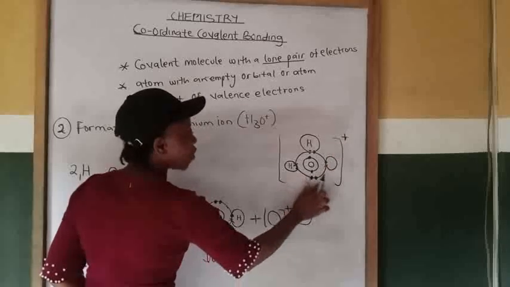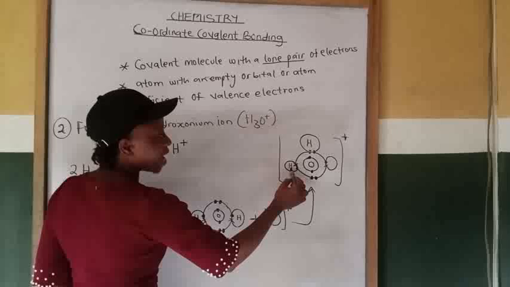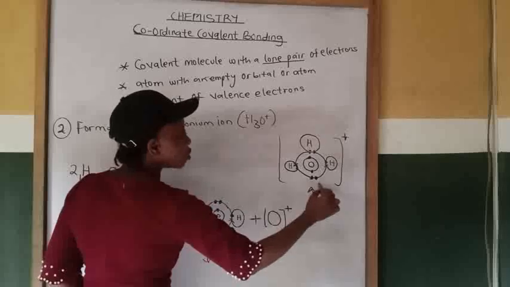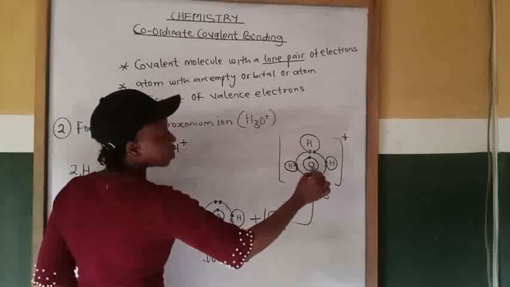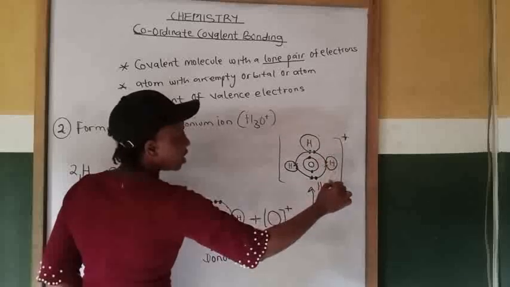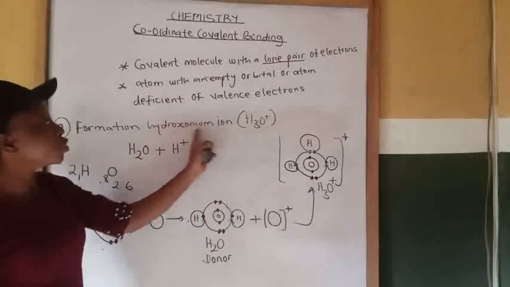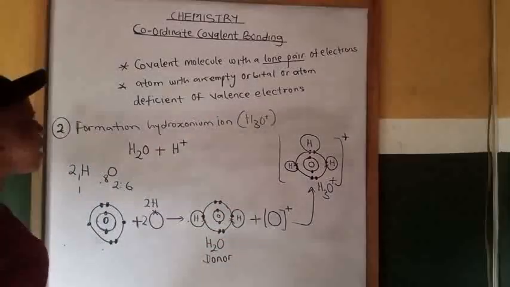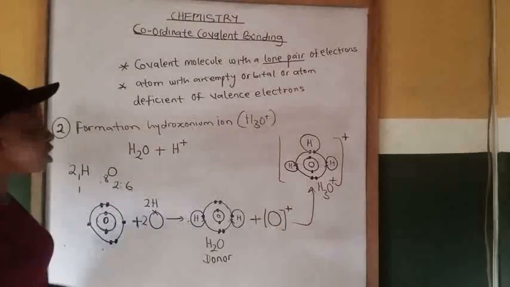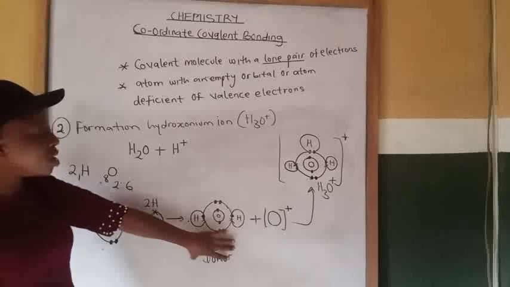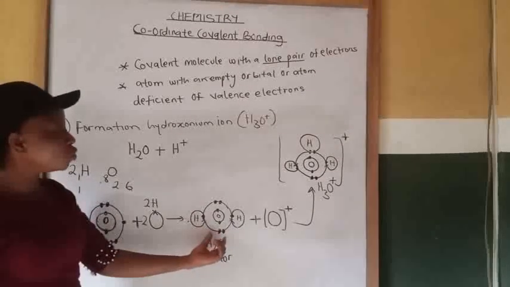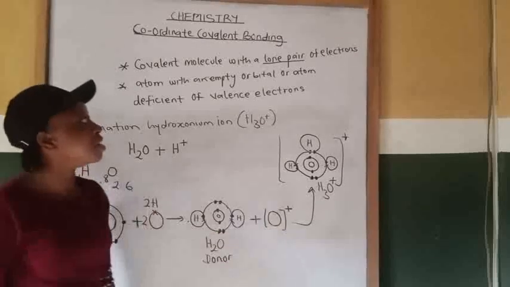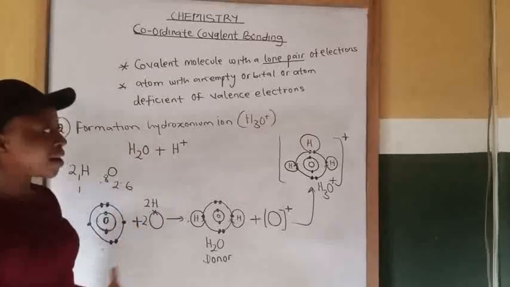So what is our product form now? How many hydrogen atoms? 1, 2, this is another hydrogen, 1, 2, 3. So that's H3. Then how many oxygen? Just 1 oxygen. With this charge on it, that is the formation of the hydronium ion, which is a coordinate covalent compound. So a reaction between a covalent molecule with at least 1 lone pair of electrons and an atom with an empty valence orbital will give us a coordinate covalent molecule.